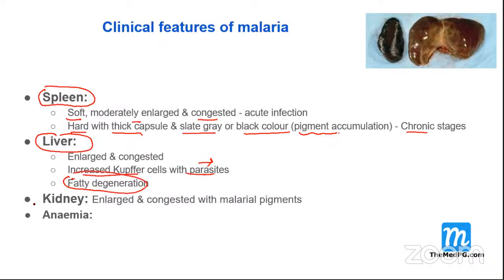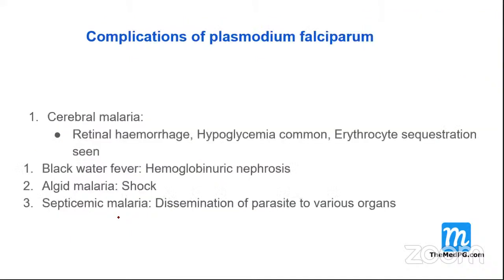And other organs that are affected will be the kidney. So there will be enlarged kidneys, and the kidney will be congested with the malarial pigments. And apart from that, there will be anemia. And just to list the complications of malaria, that is Plasmodium falciparum, because all this will be taken in detail by Dr. Umesh.